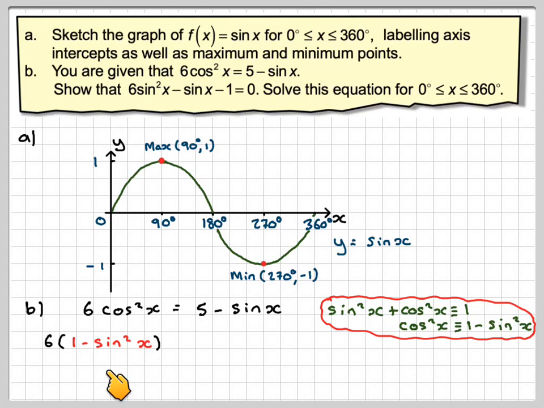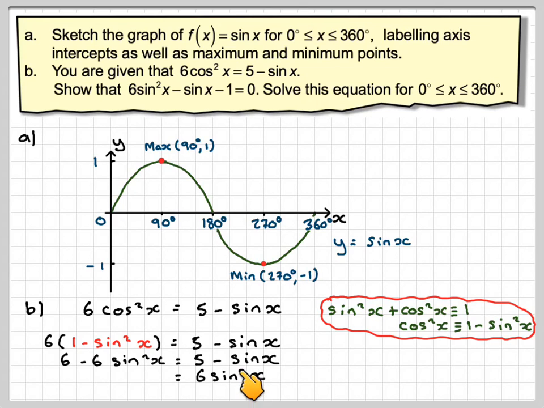So we've got 6 times 1 minus sine squared x, make sure it's in brackets, is equal to 5 sine x. Expanding the brackets, we're going to get 6 minus 6 sine squared x is equal to 5 sine x. Adding 6 sine squared x, we're going to get 6 sine squared x minus sine x, and then if we take 6 from the side, we're going to get minus 1. This is what we were required to show.